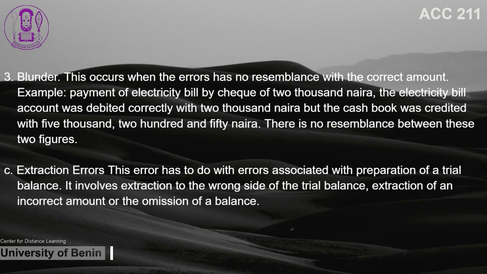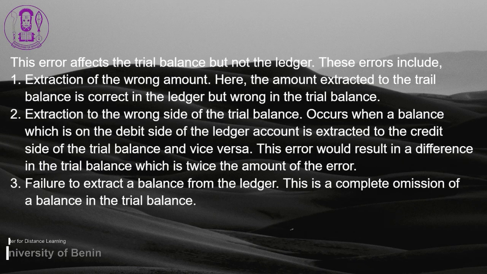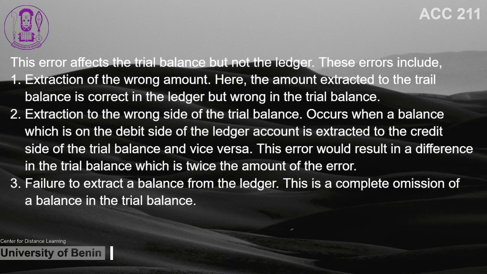C. Extraction errors. This error has to do with errors associated with the preparation of a trial balance. It involves extraction to the wrong side of the trial balance, extraction of an incorrect amount, or the omission of a balance. This error affects the trial balance but not the ledger. These errors include: 1. Extraction of the wrong amount. Here, the amount extracted to the trial balance is correct in the ledger but wrong in the trial balance.